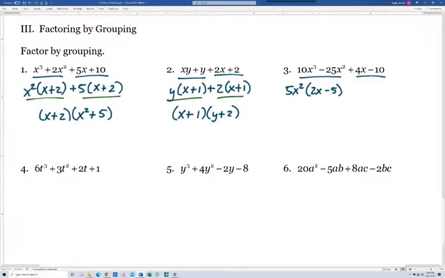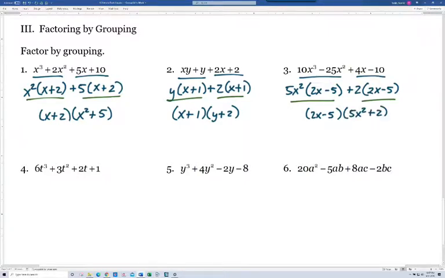So here I'm expecting to get a factor of 2x minus 5. So that means I need to multiply times 2. And so we've got a common factor of 2x minus 5 times 5x squared plus 2.